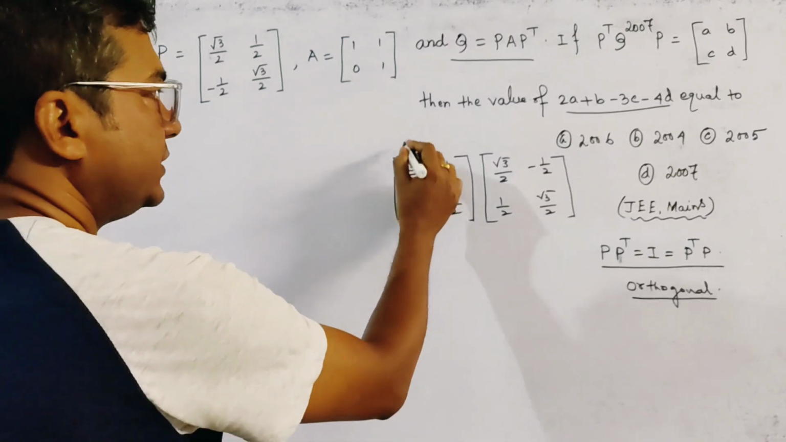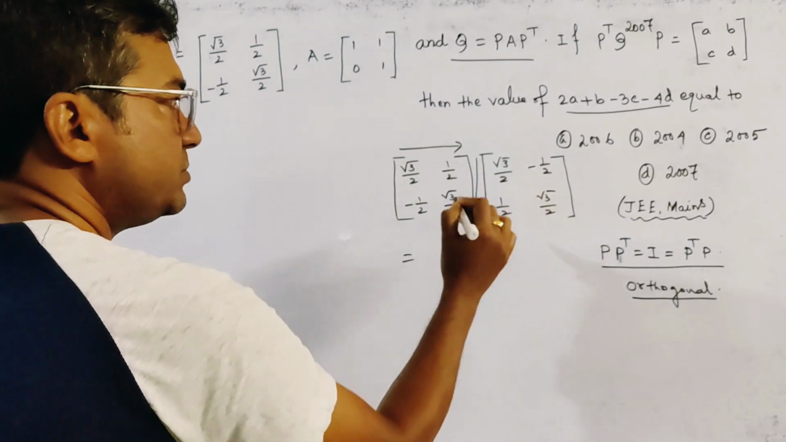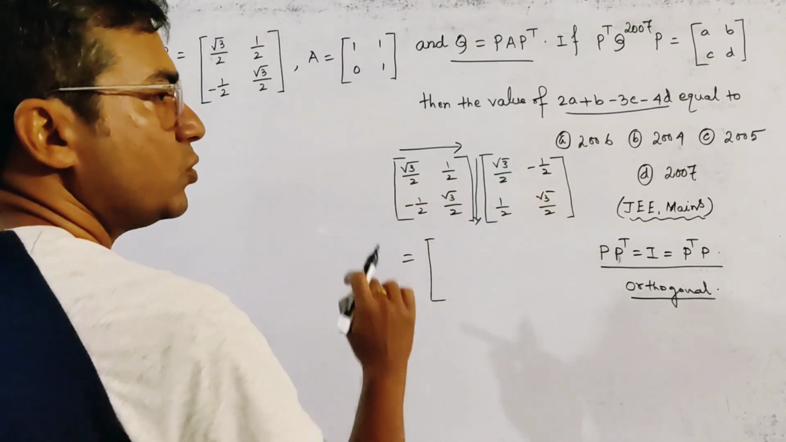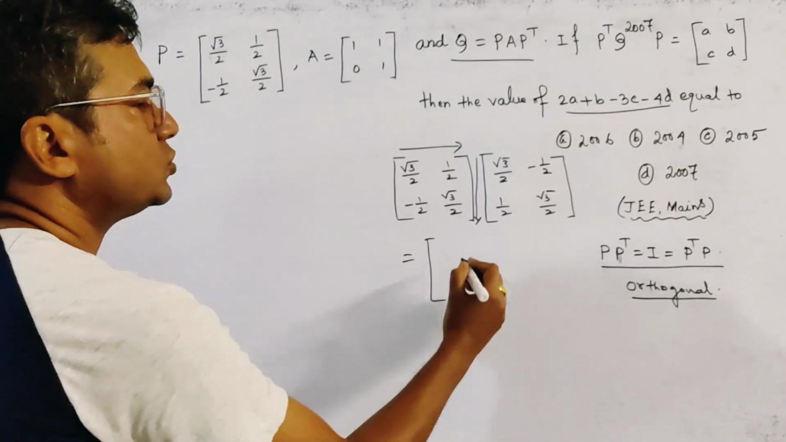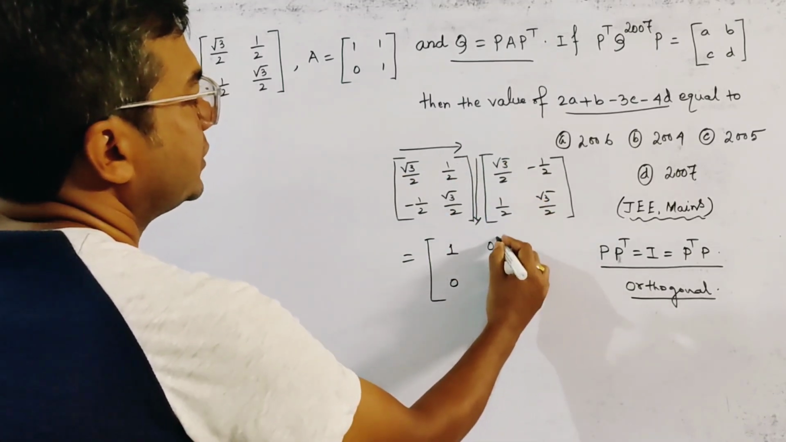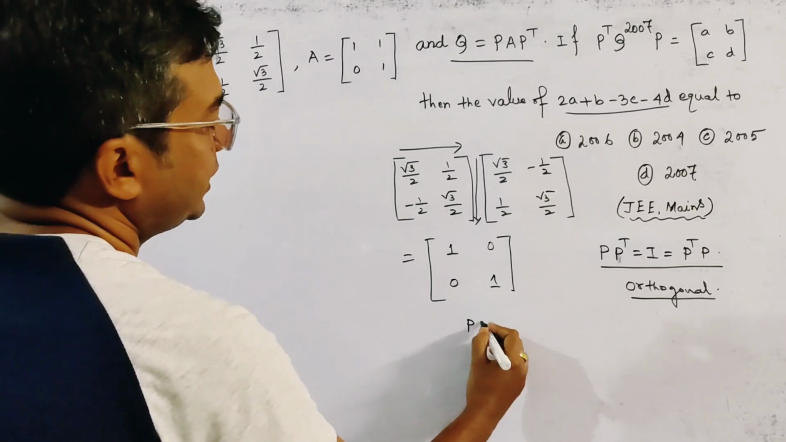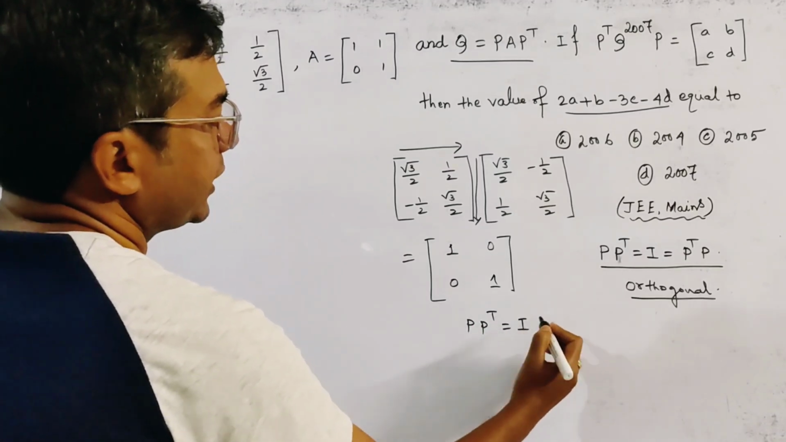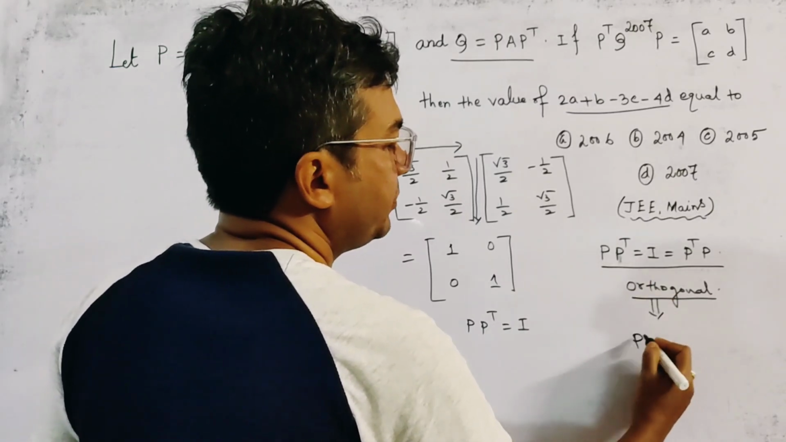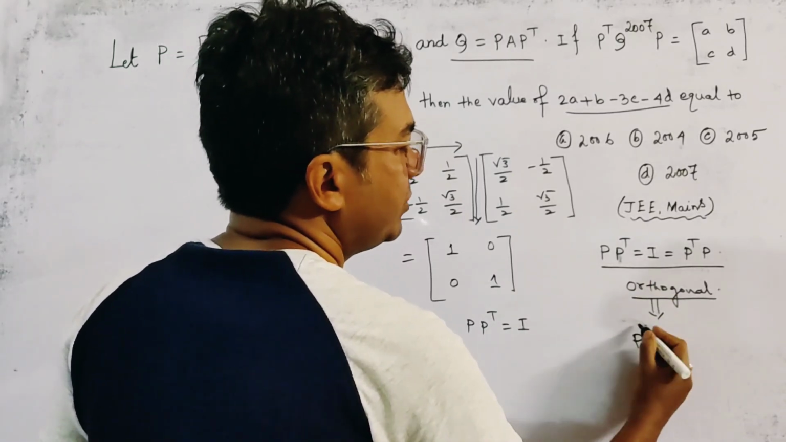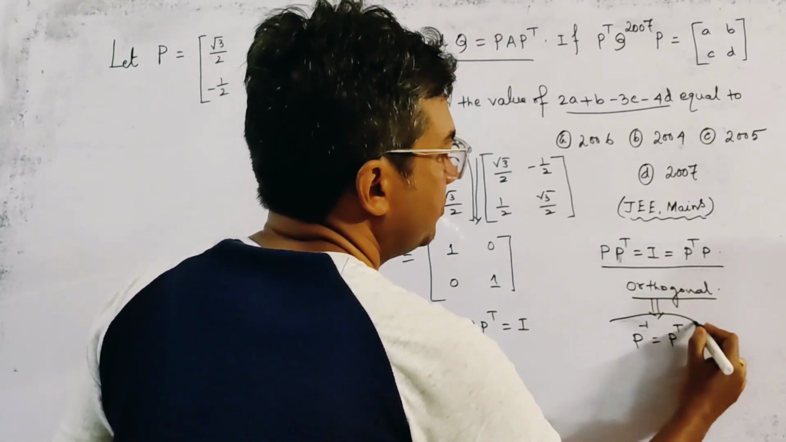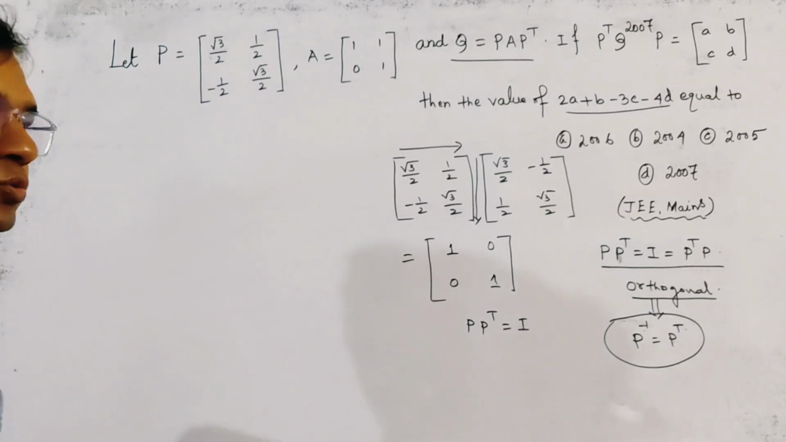Multiplying this matrix with this matrix, we get 3 by 4 plus 1 by 4, which is 1, and 0, 0, 1. Clear? So we get P into P transpose equals I. And for an orthogonal matrix, we know that P inverse, the inverse of P, equals P transpose. This is an important property of orthogonal matrices. We use this property.